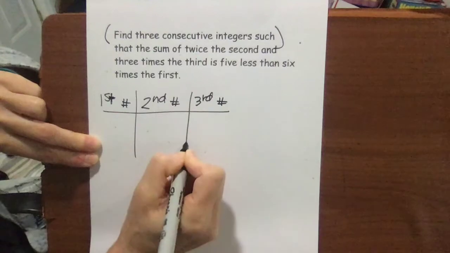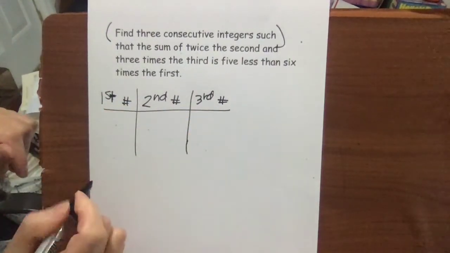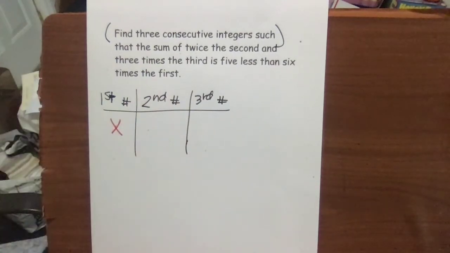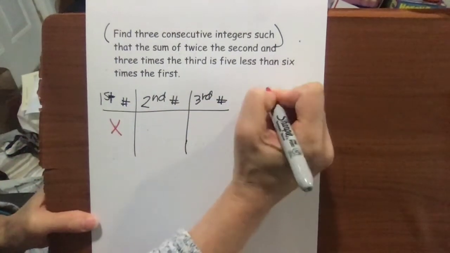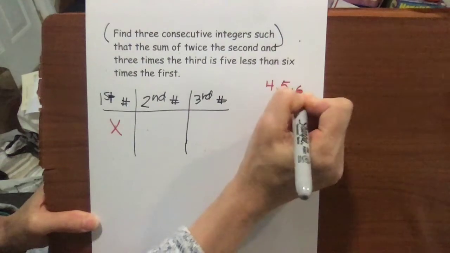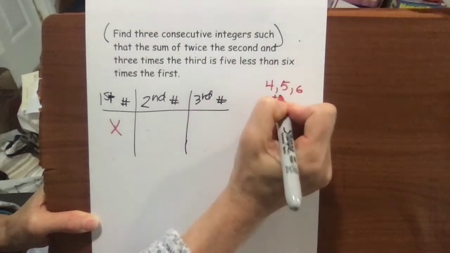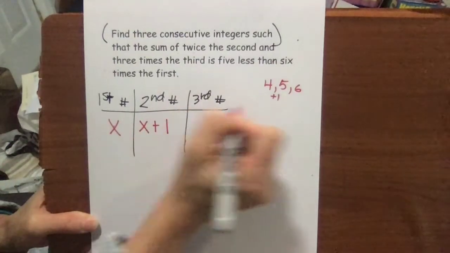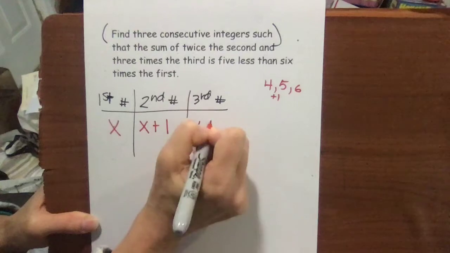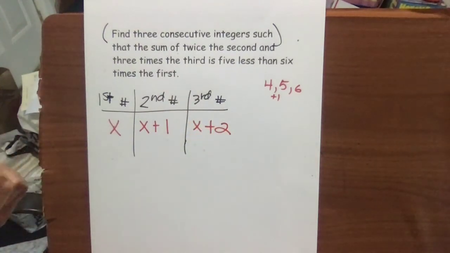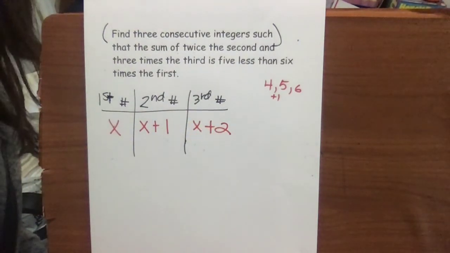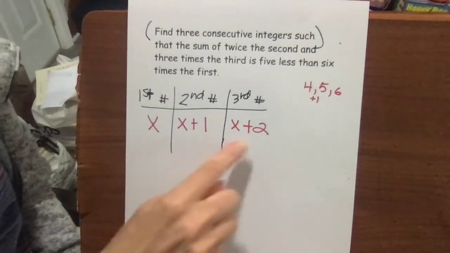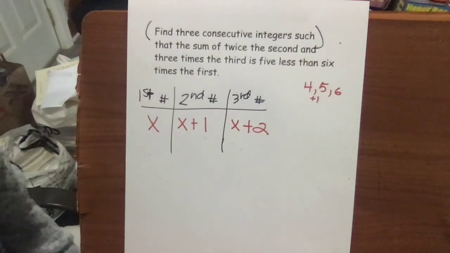Now notice that we don't have evens or odds. Again, in algebra, when you don't know the first number, it's x. And this is consecutive, one after another. So like 4, 5, 6. What did you add to 4 to get to 5? 1. So the second one is x plus 1. What did you add to 4 to get to 6? X plus 2.